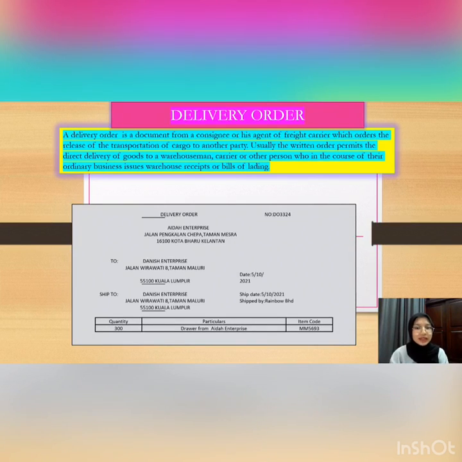In a delivery order, its content is, first, the name of the company, for example, Ida Enterprise. Second, the name of the item ordered such as drawer. Third, the name of the customer, for example, Danish Enterprise. Fourth, the shipping address of the items ordered by the customer, such as Jalan Wirawati A, Taman Maluri, 55100 Kuala Lumpur. Next, the address of the company, for example, Jalan Pengkala Jepa, Taman Mesra, 16100 Kota Baru, Kelantan. Lastly, the date of purchase, for example, 5 October 2021.